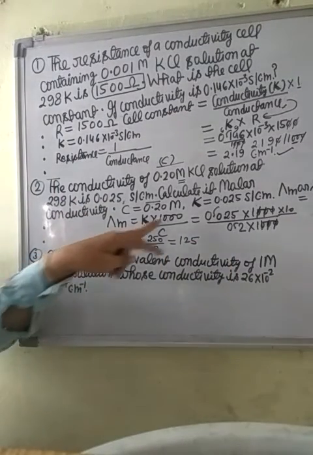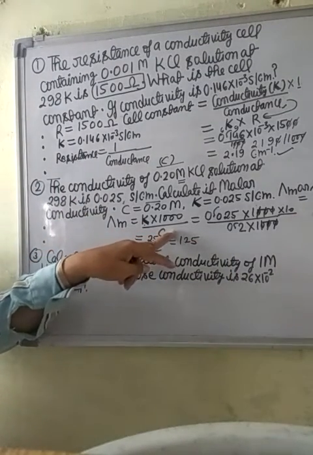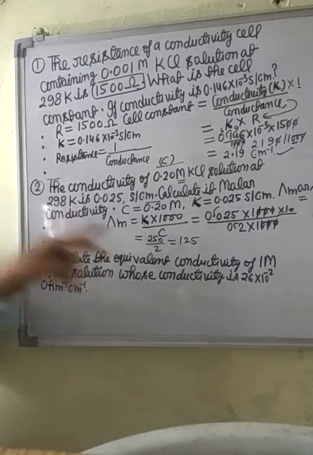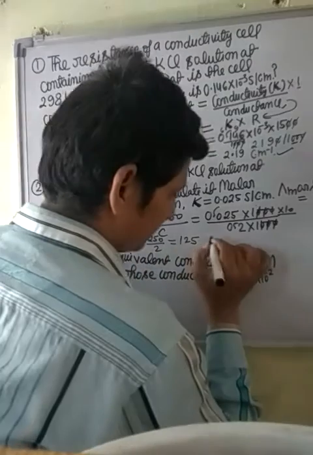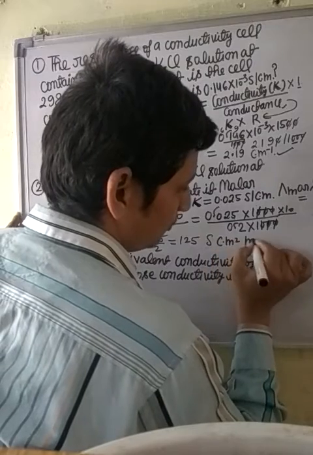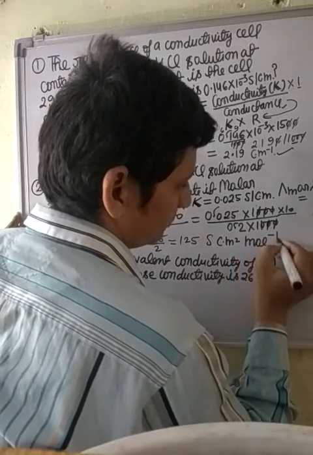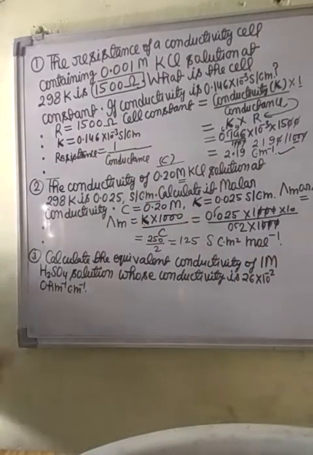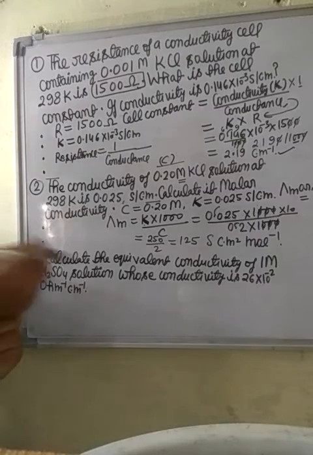Lambda m is equal to kappa into 1000 upon C. And unit of molar conductivity is Siemens centimeter square mole inverse. Okay student, if you have any confusion, then write it in the comment box as I have a problem in this sum.